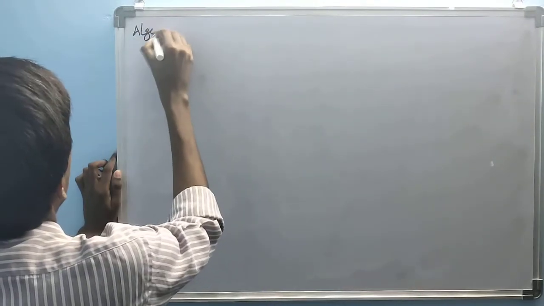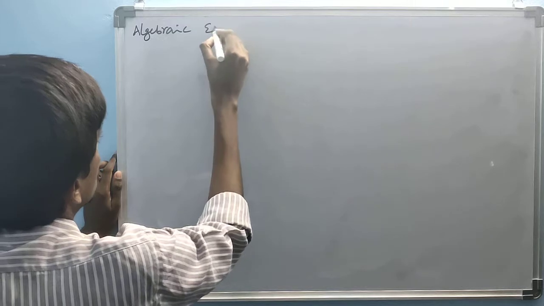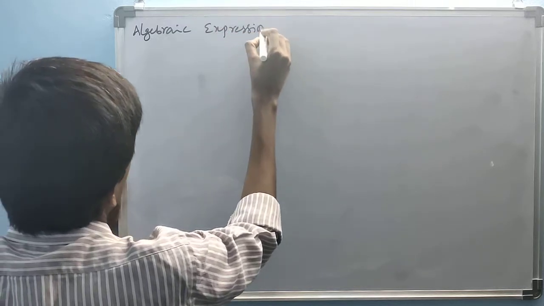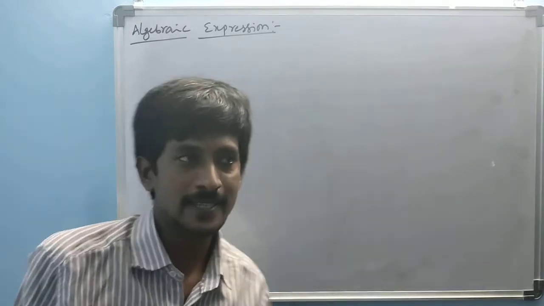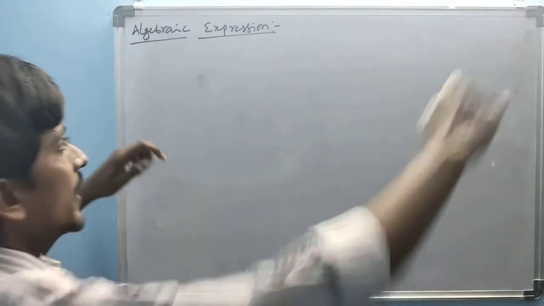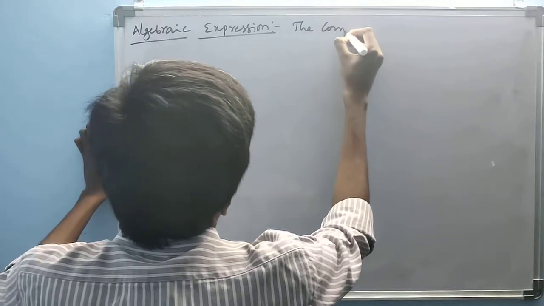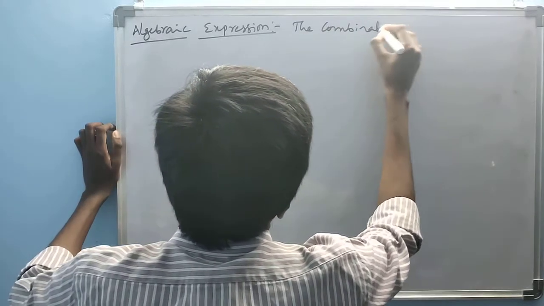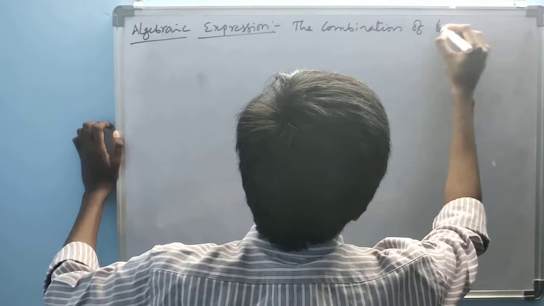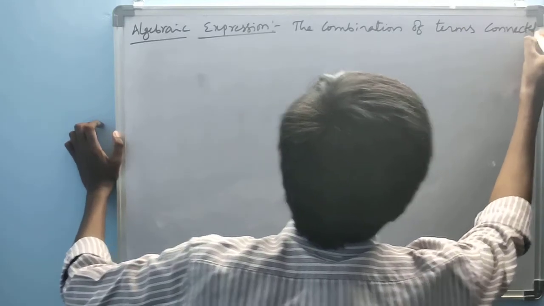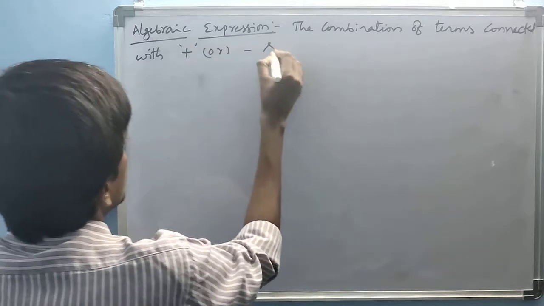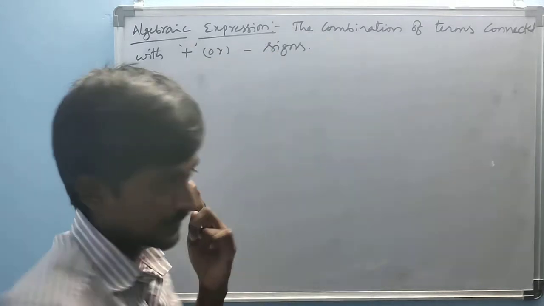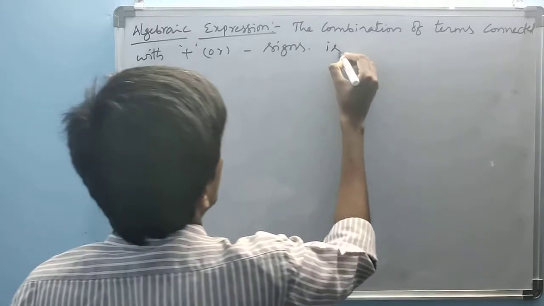Okay, next one is algebraic expression. What do you mean by algebraic expression? The combination of terms connected with plus or minus signs is called an algebraic expression.